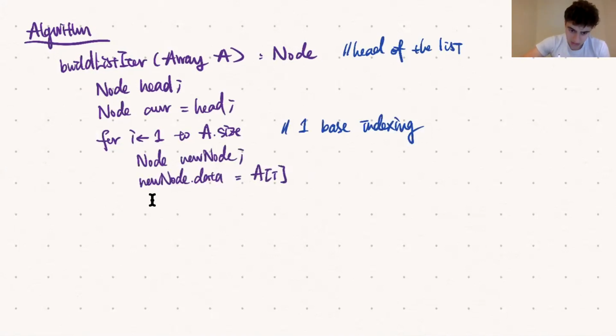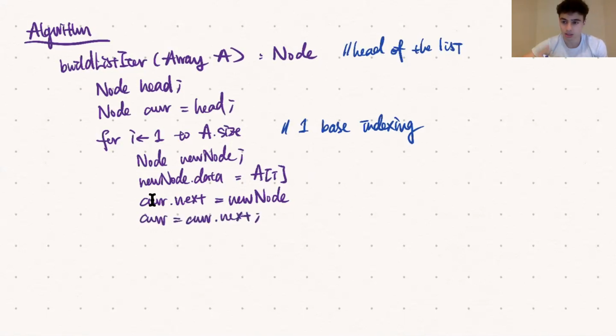Next, we're going to set our current. So this is going to be our tracer. We're going to set our tracer's next to be this new node. And then we're going to set our tracer to be the new node. That way, when we enter the next iteration of the for loop, we can just put the next node we create at the end of the linked list, tracing over the linked list with cur.